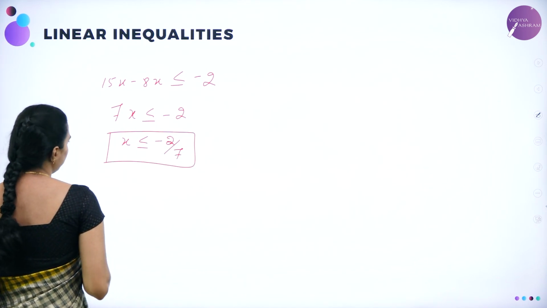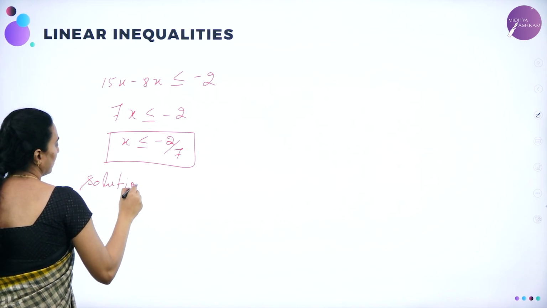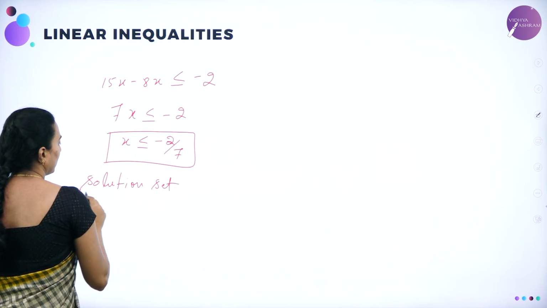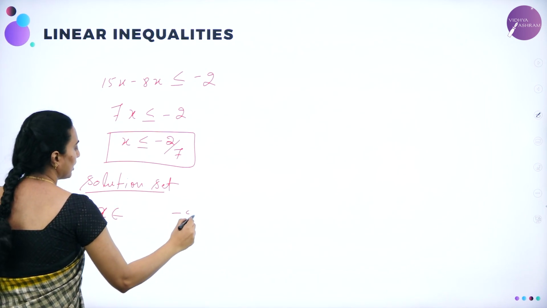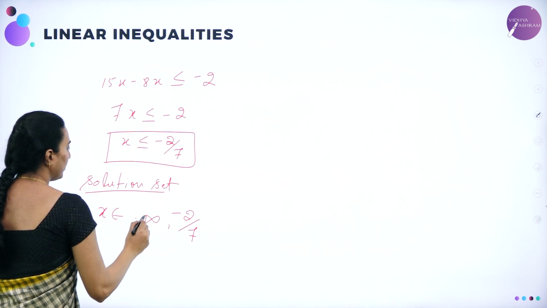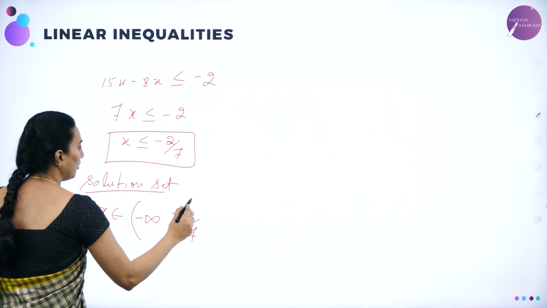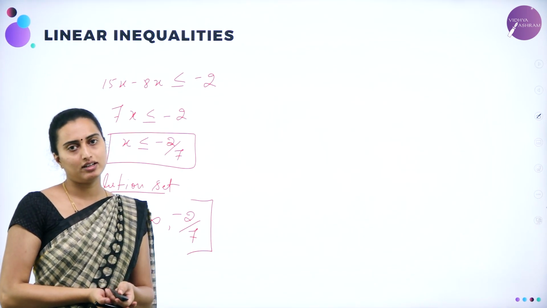Now here, x belongs to what? The solution set is given by x belongs to, lesser than or equal to, that means come to the negative side, minus 2 by 7 comma minus infinity excluded. This is included, with the square bracket you are writing. This is how you are going to write the solution set, dears.